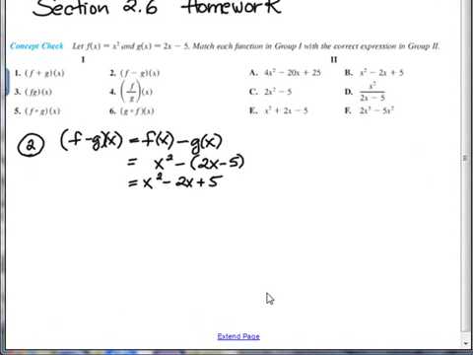I would like to show you some solutions to problems from Section 2.6 homework. I've included both problems from the textbook as well as my math lab. And I have chosen to work a lot of problems, so I may have to do this in two different videos. But we'll just see how the time goes. So let's look at some problems first from the textbook.